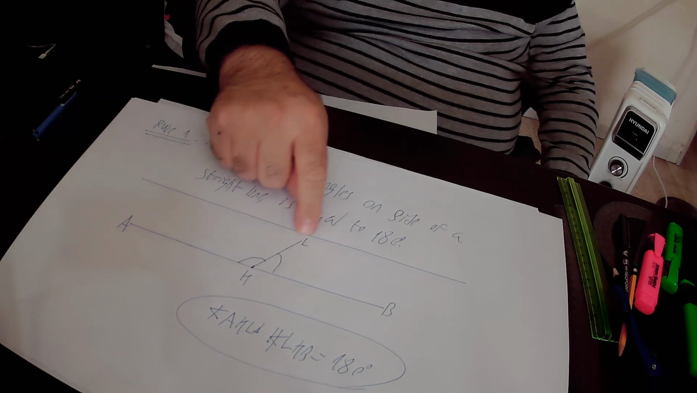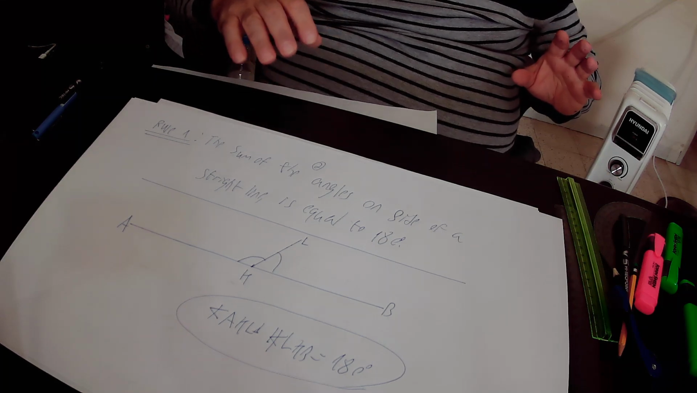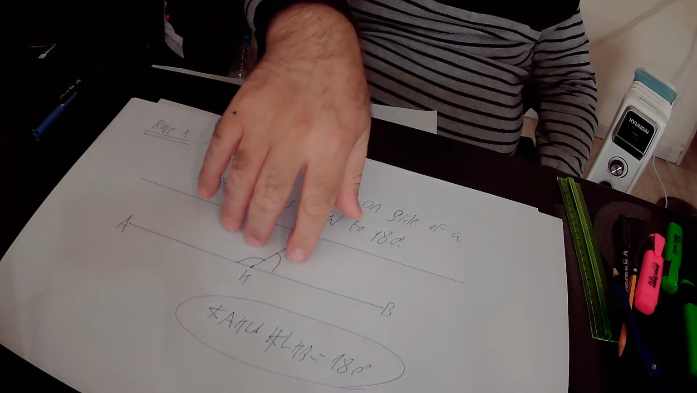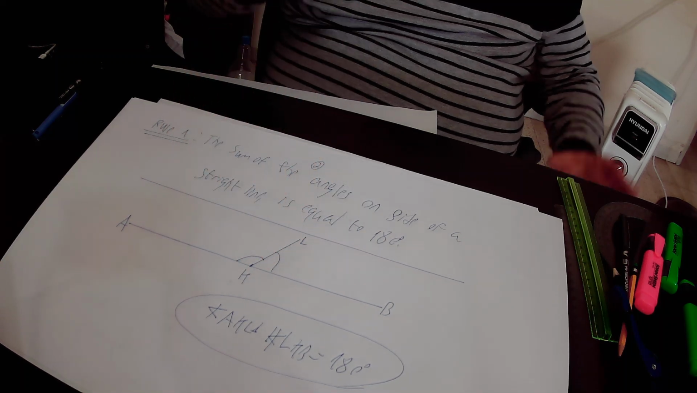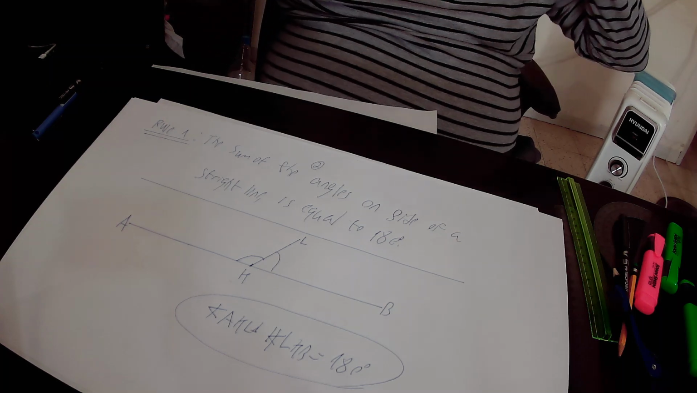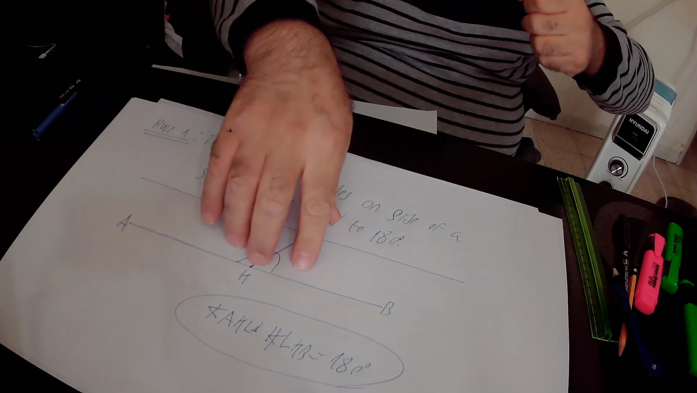Here we have side KL, and if we focus on the upper side of the straight line AB, that is to say on this side, at point K, here the sum of the angles according to this rule, rule number 1, must be equal to 180 degrees. So which angles do we have at the upper side of AB at point K?